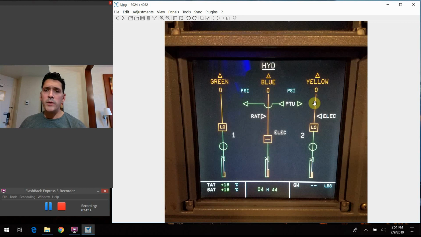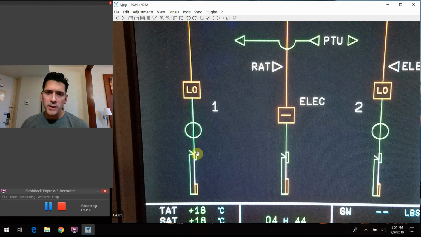First of all, we have, obviously, the indications for the green system, the blue system, and the yellow system. These markers down here are the quantity indicators. The arrow points at where the actual quantity is at this given point in time. We have the normal range indicated by this little green rectangle here. You have the advisory range here by this white band, and then the low quantity range is indicated by this amber color here.